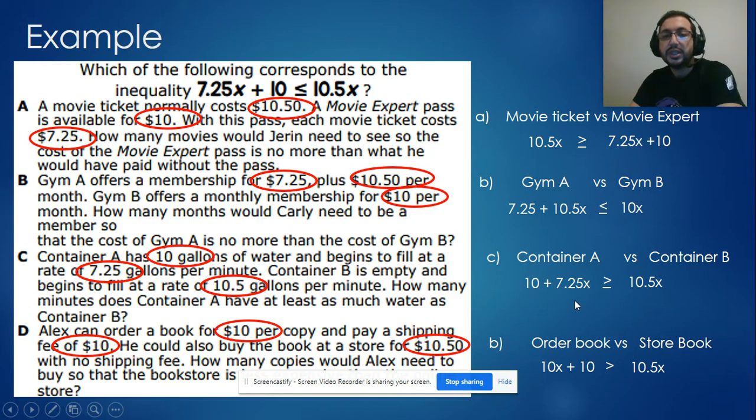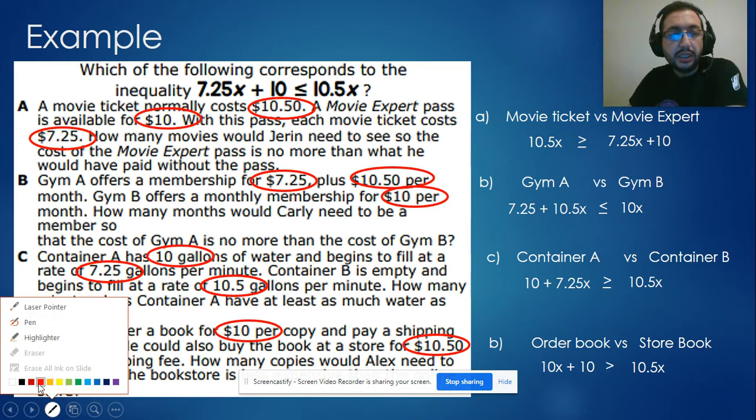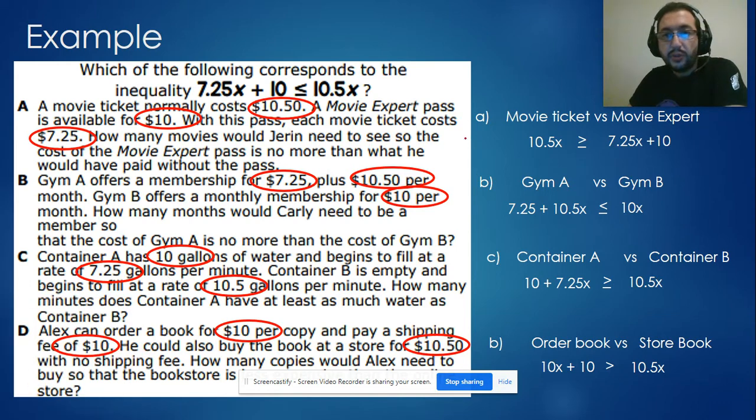So we have these four options. Which one will match my inequality? The one that matches my inequality is letter A. As we can see, it's just flipped, on the other side, but it's saying the same: 10.5x greater than or equal to 7.25x plus 10. Even though the order is on the opposite side, as long as it follows the same inequality sign, that will be my answer.